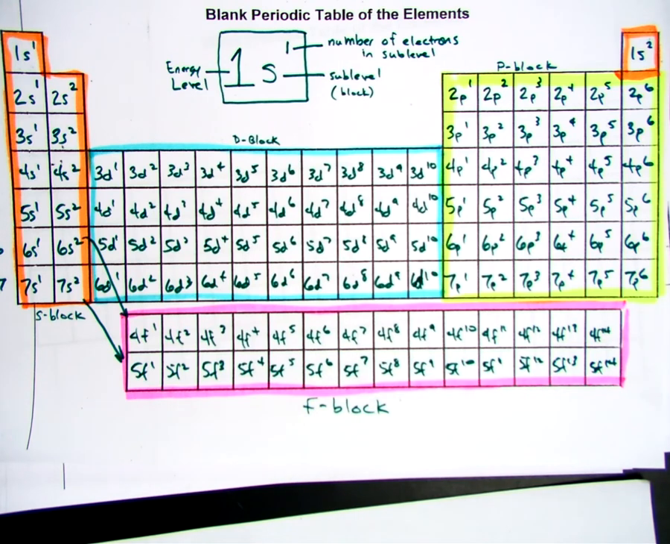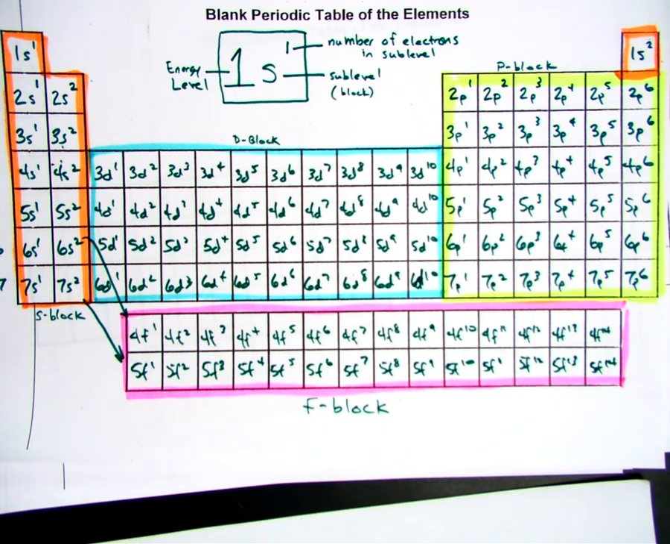Like, let's say, for example, I wanted to write the full electron configuration of neon. Okay, everybody find neon on a regular periodic table. I'll give you a hint. It's a noble gas. Everybody find it? Okay. Now, we can't just straight up write neon's 2p6 out. What we have to do is we have to get there.